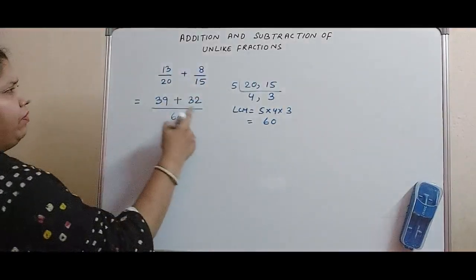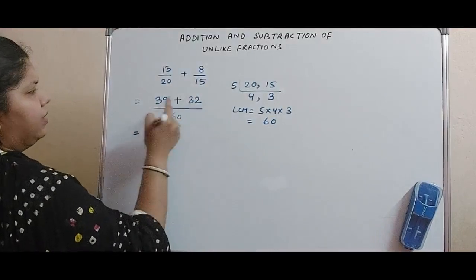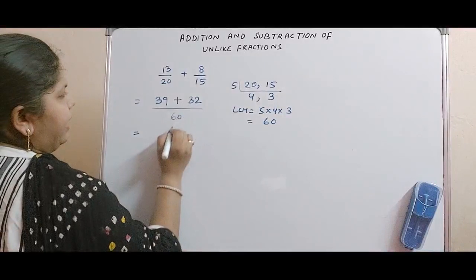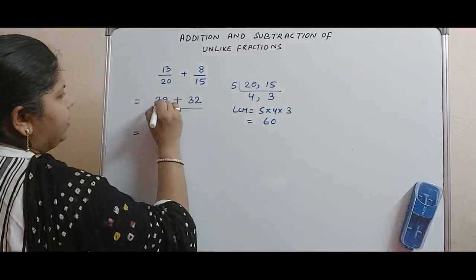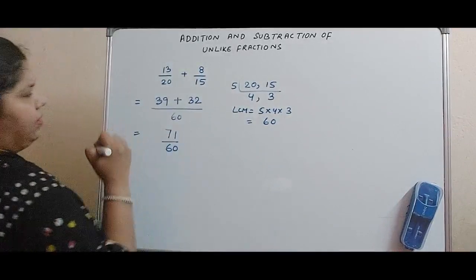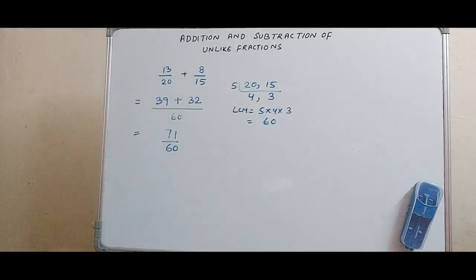So now we will add 39 and 32 together. What are we going to get? That is 9 plus 2, 11, carry 1, 3 plus 3, 6 plus 1, 7. So 71 by 60 is the fraction that we got after adding.